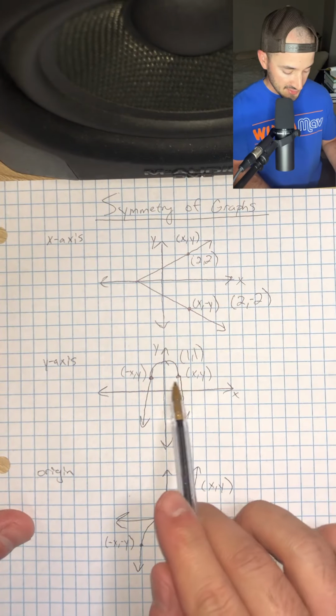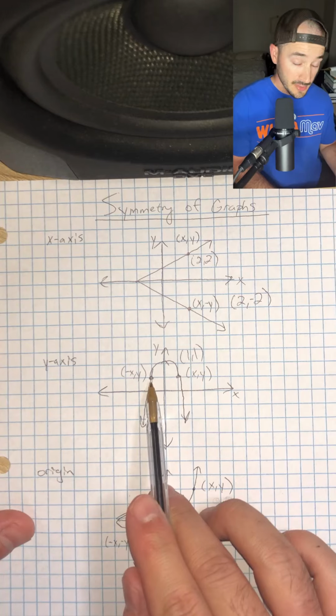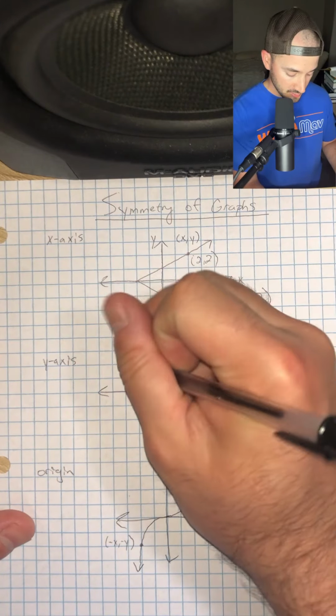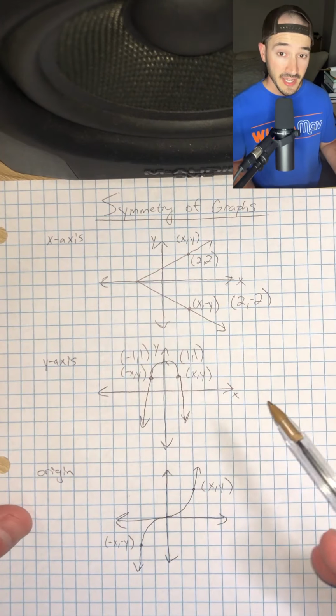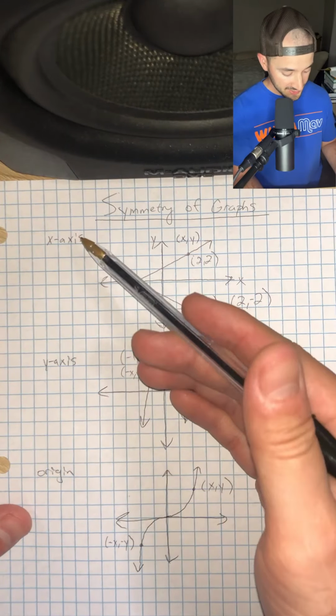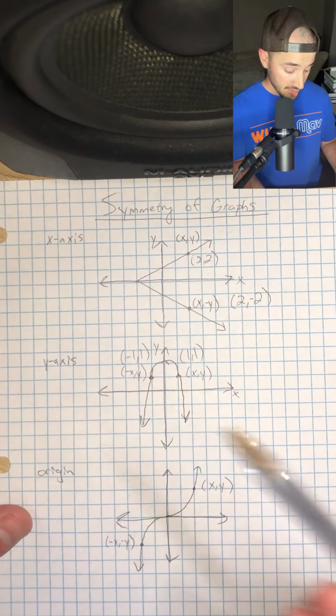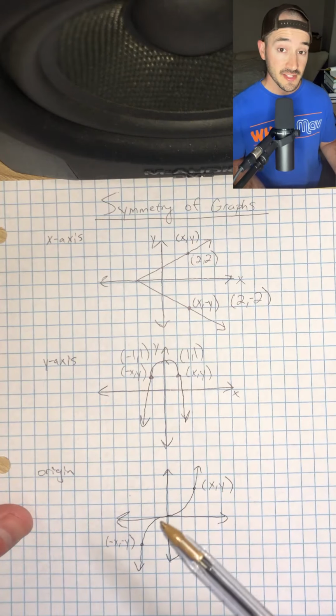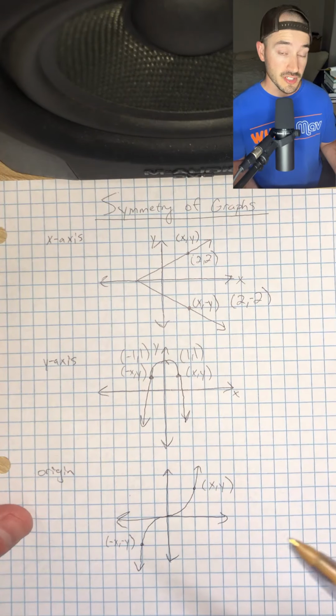We also have to have the same point over here, its mirror image. And so in this case, that's going to be (-1, 1). Okay, so you can usually tell just by looking whether a graph is symmetrical with respect to the x-axis and the y-axis. Now the third kind is graphs that are symmetrical with respect to the origin, okay?